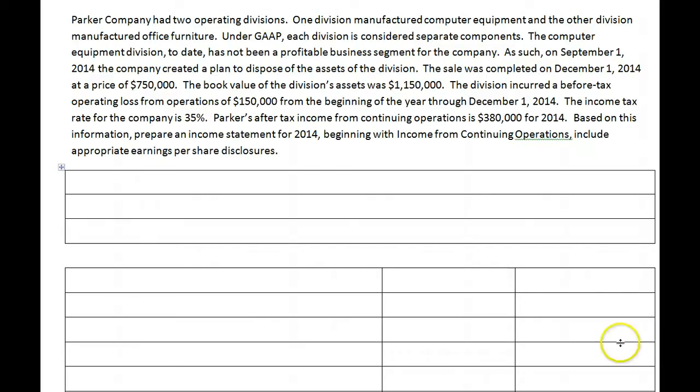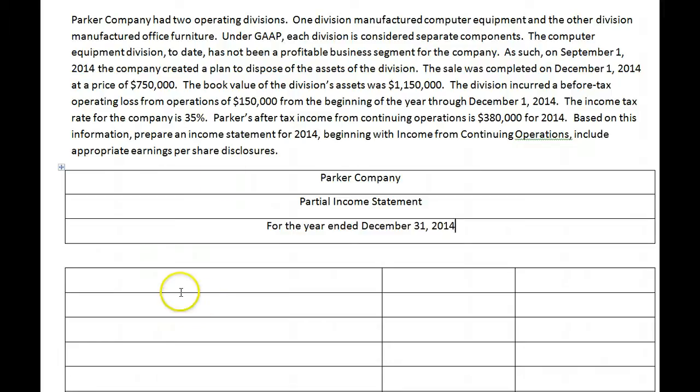All right, so in this case, we're working with our income statement. And one thing we've got here is the Parker Company, so I am going to put a header on it, even though this is a partial statement. And this is a partial income statement. And then it is for a specific period of time. Now remember, we always date income statements for the period ended. In this case, it's for the year ended December 31st, 2014.